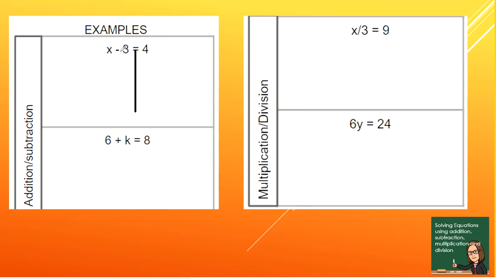I located the variable. Right now it's a subtraction sign. So I have to think, well, what's the opposite of subtraction? And it's addition. So I'm going to show that I'm going to add 3 here. I'm going to add 3 here.